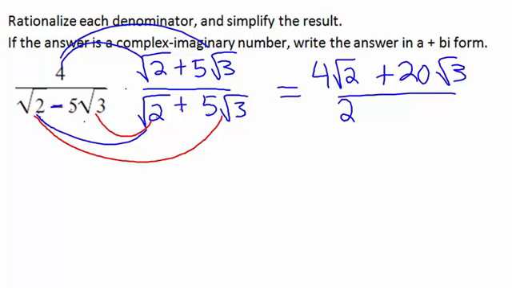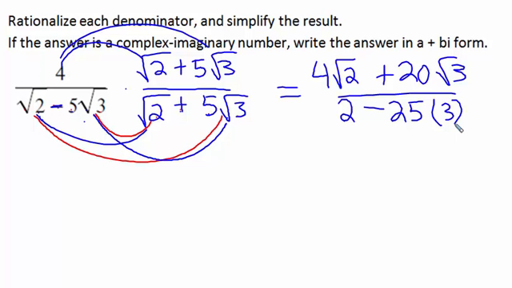And then your remaining term is the last term here times the last term here. It will be a minus because the signs are opposites. 5 on the outside times 5 on the outside gives you 25. And then square root 3 times square root 3 equals plain old 3.